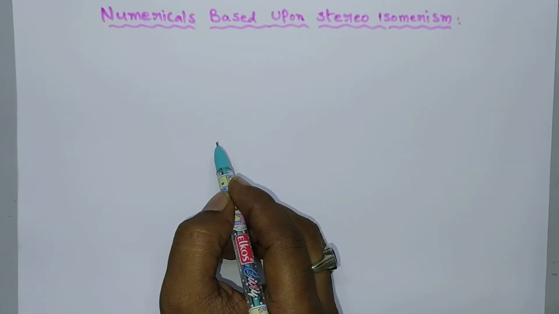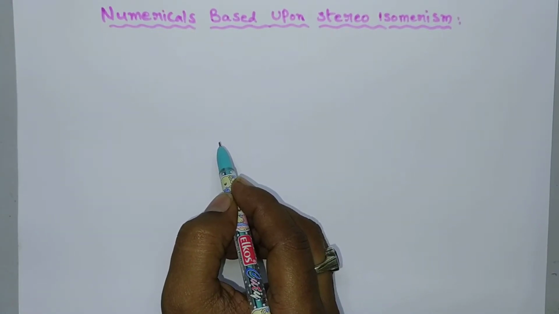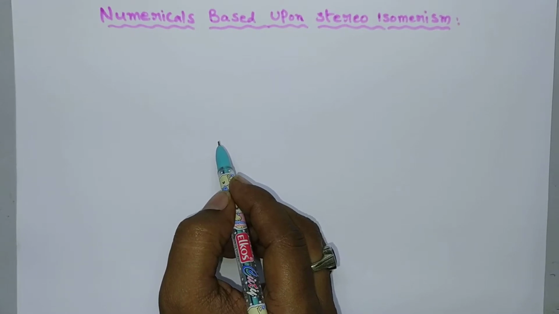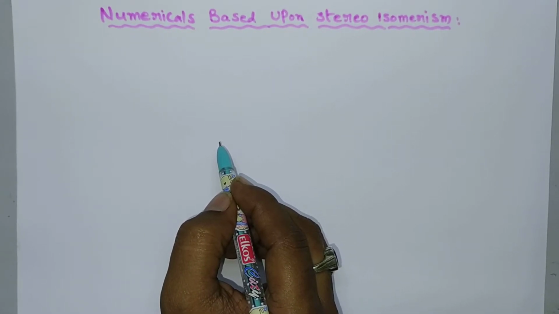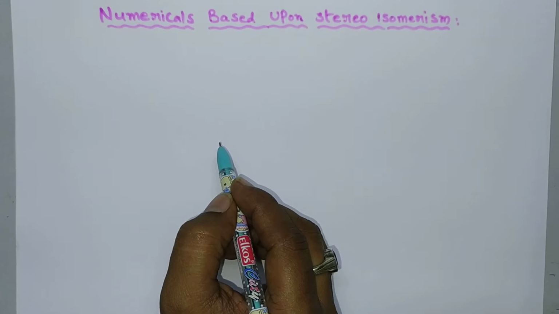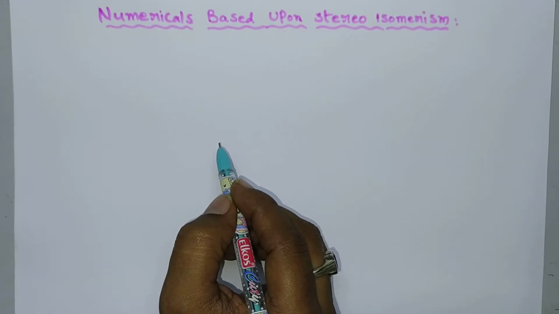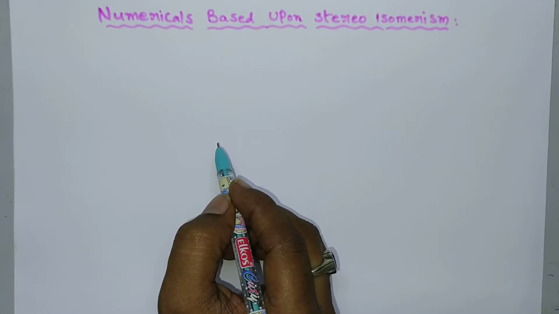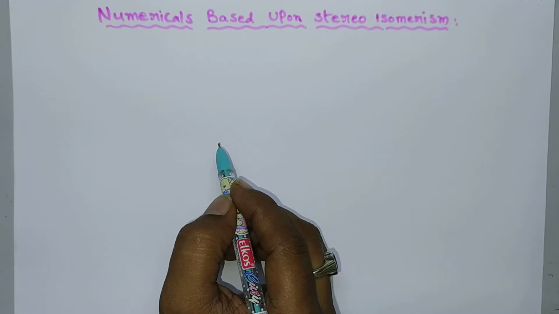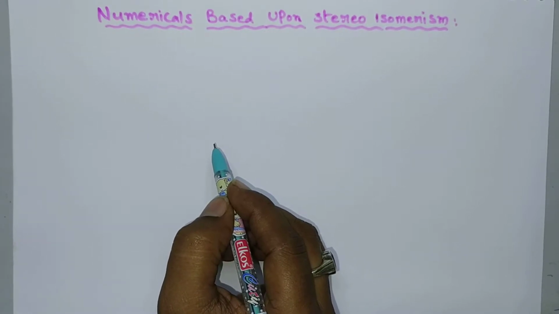Hi students, today in this session we are going to discuss some numericals based upon stereoisomerism. After watching this video, you can solve any problem based upon stereoisomerism, that is, on optical isomerism and geometrical isomerism. So stereoisomerism mainly involves optical isomerism and geometrical isomerism. So let us have a look at the questions one by one.